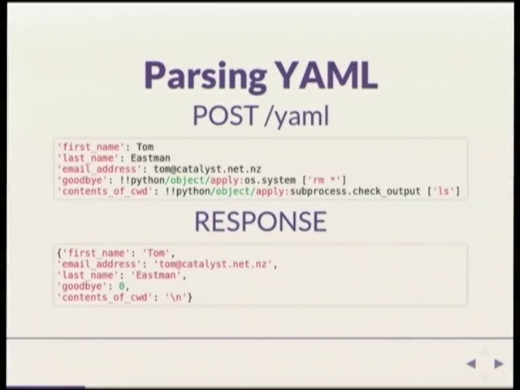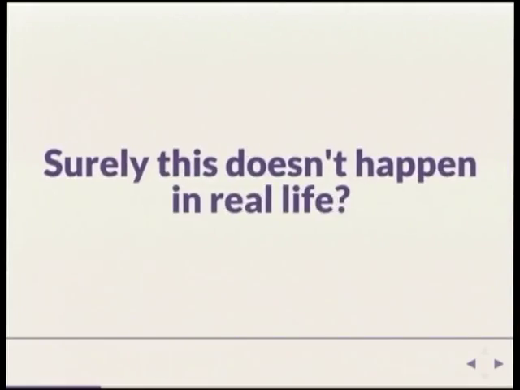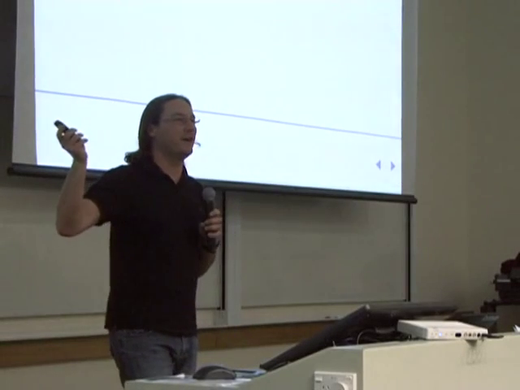So what other fun things can you do? It just instantiates an instance of the system object and calls it with that argument, rm star. And no kidding, I actually had to restart working on this talk. So that's my home directory gone. If you use YAML.load, then people can do whatever they want to your computer. Surely this doesn't actually happen in real life, right?